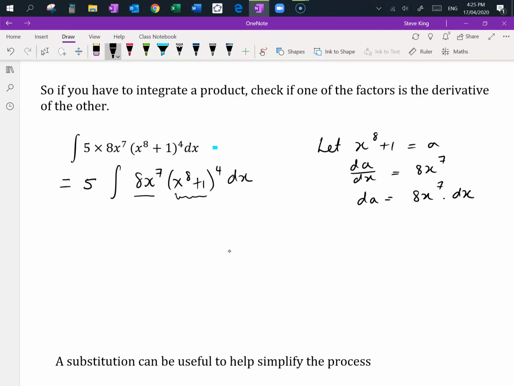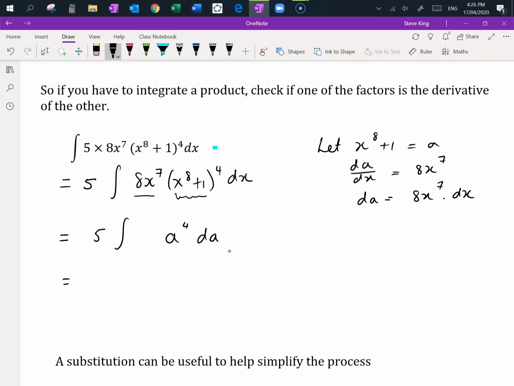Now, having set up this substitution, if I go and look at my integral, what have I got? I've got x to the power 8 plus 1. That's going to be a, being raised to the power 4. And then I've got 8x to the power 7 dx. 8x to the power 7 dx is dA.